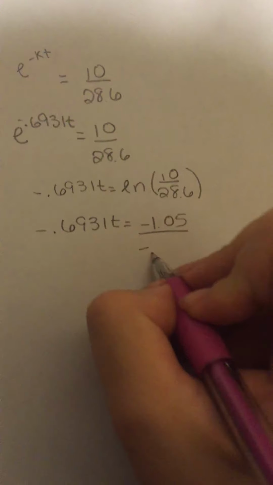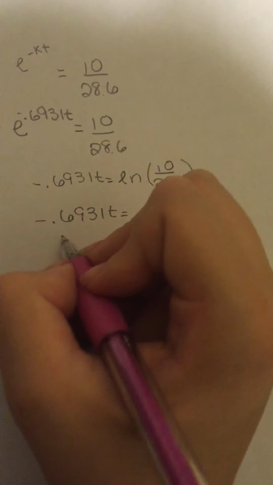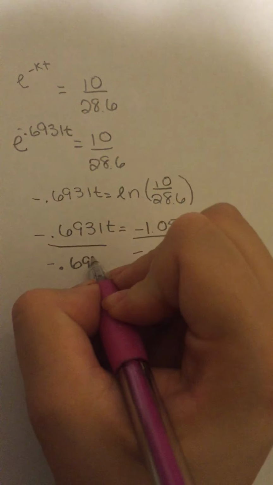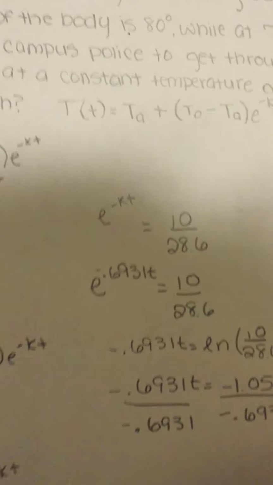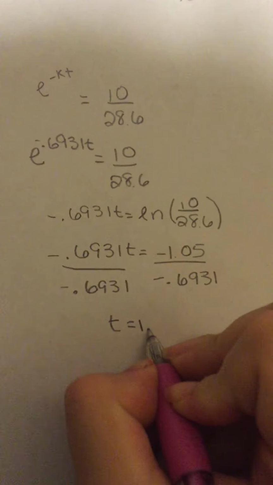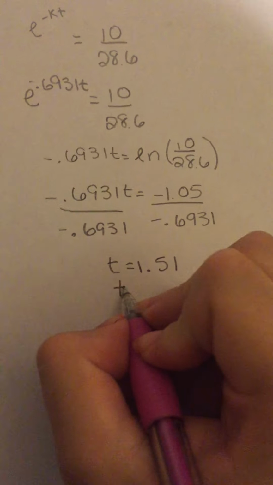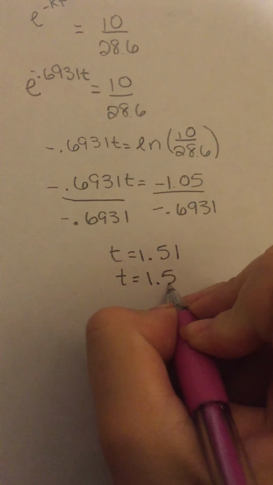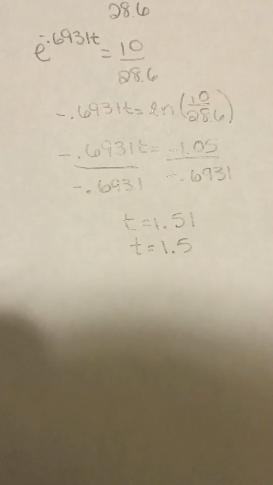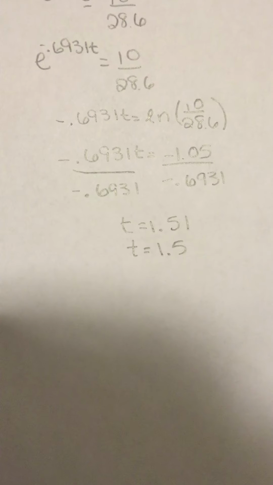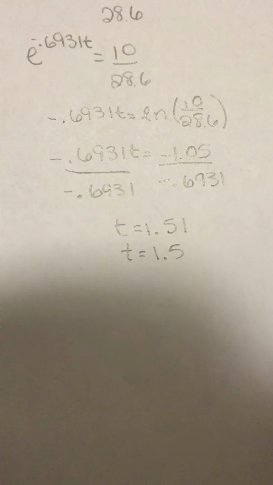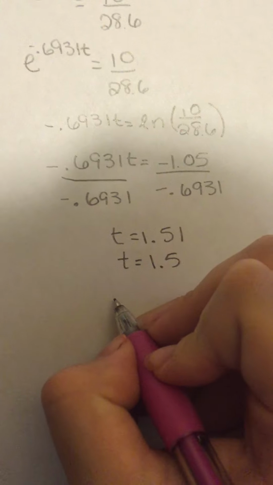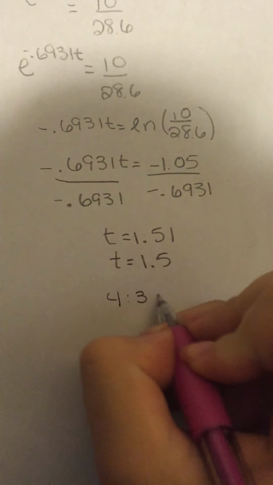And I will divide that by negative 0.6931, and it gives me 1.51. But I am going to round to the nearest tenth place, which gives me t equals 1.5. So the approximate time elapsed from time of death to time of discovery is 1 hour and 30 minutes, which tells us Mr. Fees died at approximately 4:30 p.m.